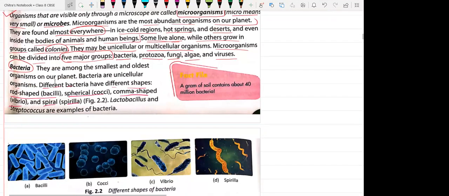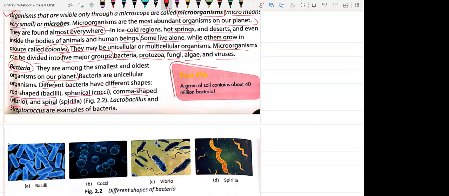Now let's discuss bacteria. Bacteria are among the smallest and oldest organisms on our planet. There are many techniques by which the age of any organism can be determined. For example, we have dinosaurs on earth, right? We have their remnants. On the basis of observation and carbon dating technique, we are able to find when the last dinosaur died on earth's surface.